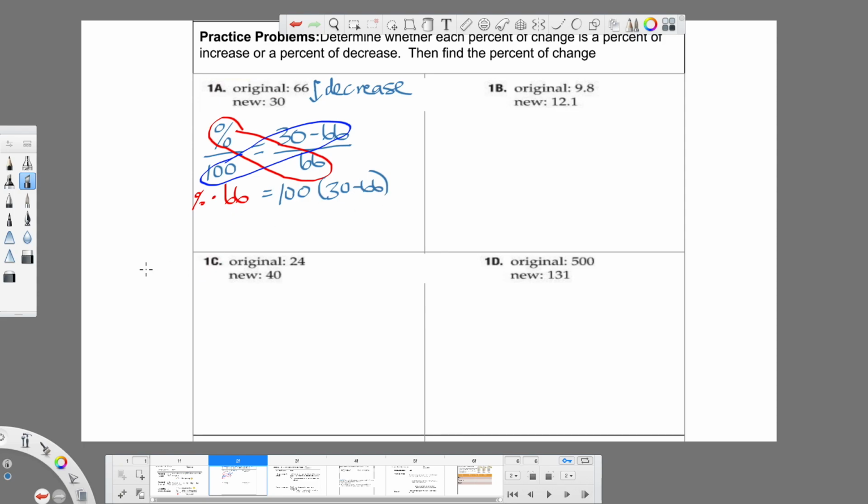Oh, I just realized that changed my color. I think I was going to do it, and then I changed my mind there. 30 minus 66. There we go. Now it's the right color. I just wanted to match the little circles here.